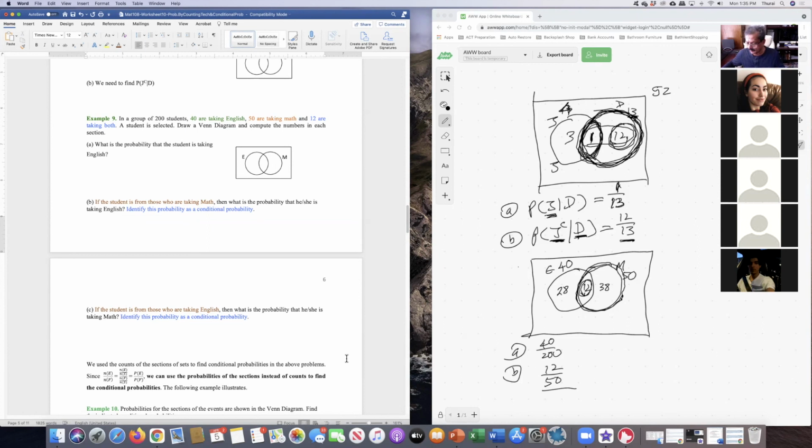Yeah, quickly, let me ask you this question also, part C, and then we'll be done. The student selected randomly is already known to be taking English. Then what is the probability that he is taking math? 12 over 40, that's right. Because now we know the student is taking English, you're now limited to English. Within that, how many are taking math? The 12. So the numerator is always the intersection, and the denominator is whichever event has happened.